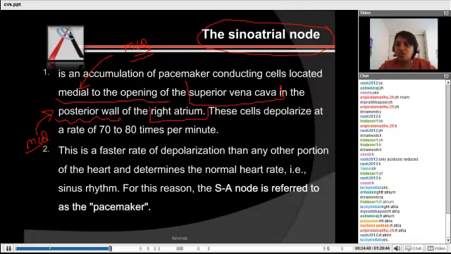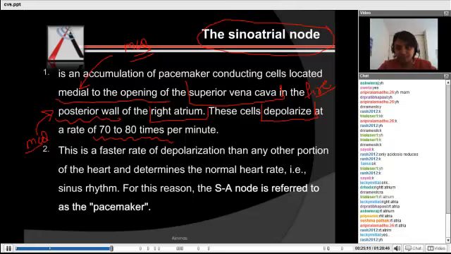So look at the location of the pacemakers. Pacemakers are located medial to the opening of the superior vena cava in the posterior wall of the right atrium. These cells depolarize. That means they fire. You know depolarization, right? That is nothing but triggering of an impulse. They depolarize at a rate of 70 to 80 times per minute. This is the one that determines the normal heart rate, that is the sinus rhythm. For this reason, the SA node is called the pacemaker.